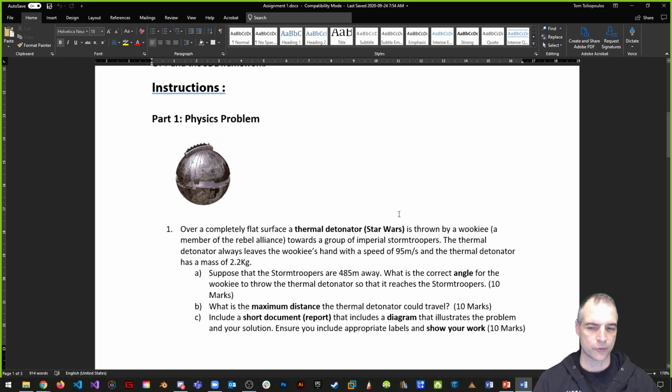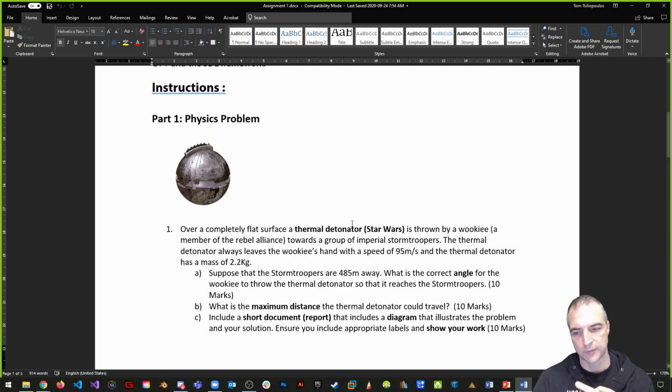Suppose that the stormtroopers are 485 meters away. What is the correct angle for the Wookiee to throw the thermal detonator so that it reaches the stormtroopers? Okay, that's worth 10 marks. What is the maximum distance the thermal detonator could travel if you were going to throw it? If the Wookiee was going to throw the maximum distance, is 485 meters even possible?